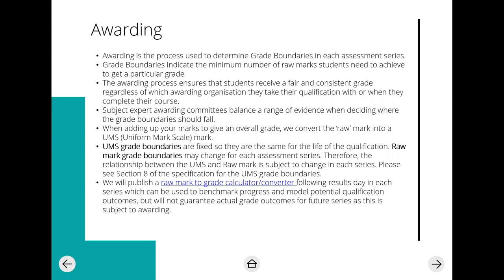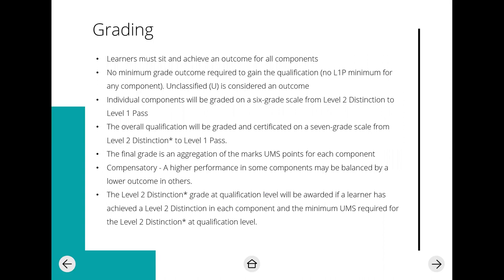Awarding is done as it is now, so it's done on the UMS scores you get, and then they decide those final grades. It's grades per component, which go from a level one pass up to a level two distinction, and grades overall for the qualification go from level one pass up to level two distinction star. And that's how that works. Again, I'm not going to go through huge amounts of this because of the time we have.